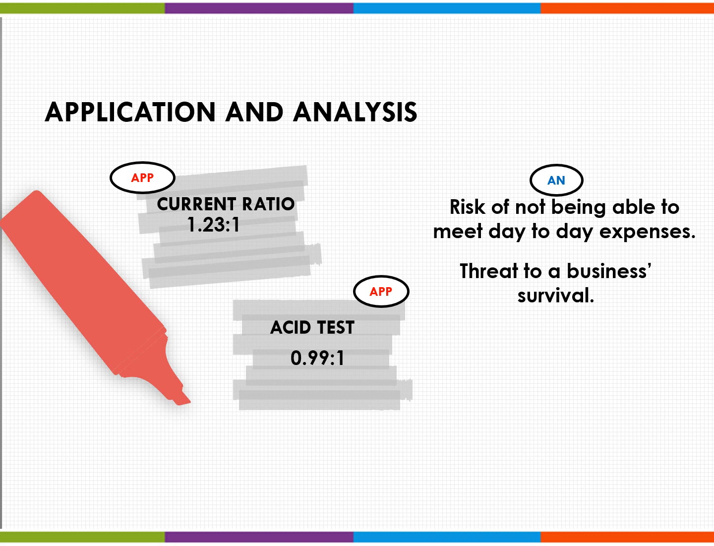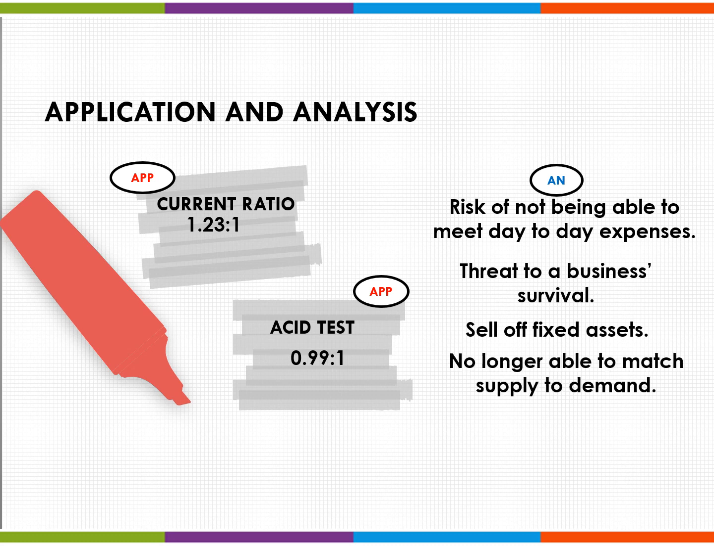The acid test is an appropriate measure of liquidity for Elliott's, as it is unlikely to be able to sell off raw ingredients such as flour or branded packaging quickly. Therefore, if it had to raise finance to cover debts, it may have to sell off fixed assets such as ovens or premises. If this happens, it would no longer be able to match supply to demand. This would threaten the business's future.